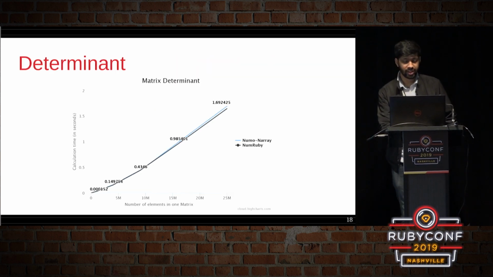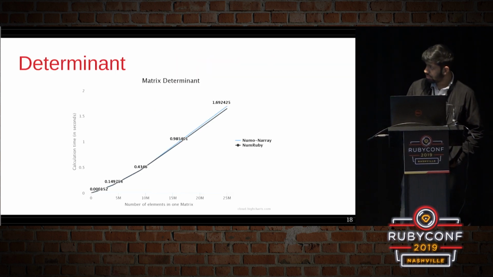Here's the matrix determinant operation. Also, you can see the darker line is the n matrix. So you can see that the darker one is below the lighter one. So it's a little bit better than this.